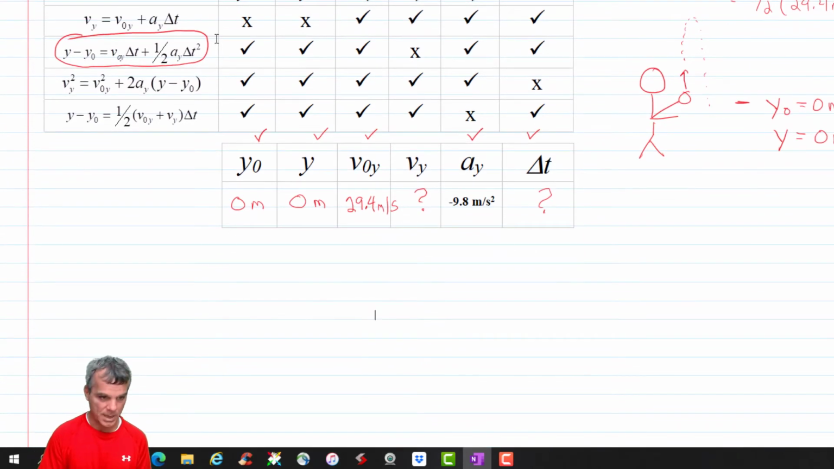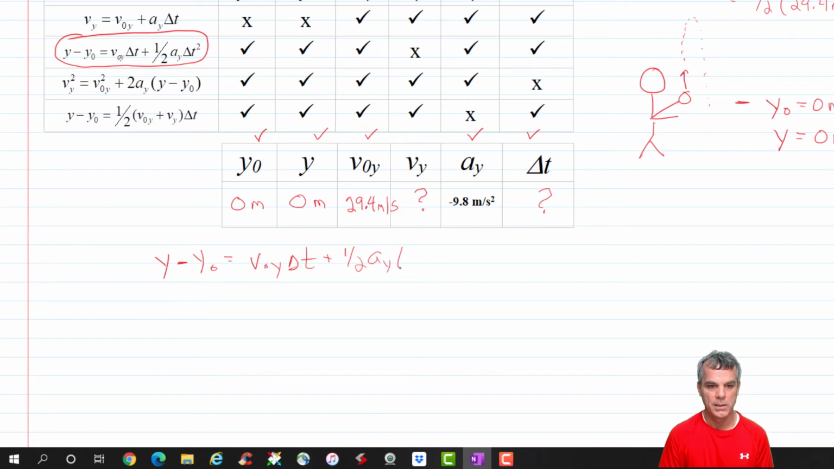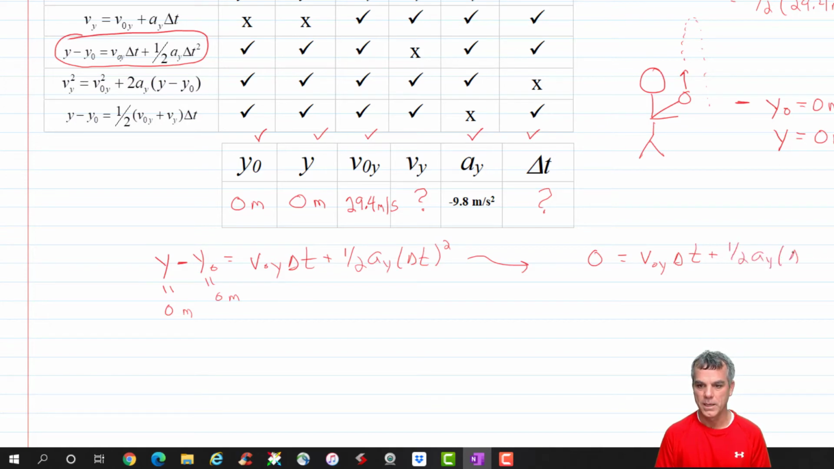So basically when it returns to the exact same height it was thrown at. So starting with this equation, we have Y minus Y naught equals V naught Y delta T plus 1/2 AY times delta T squared. My initial position and my final position were both 0 meters because I defined my origin to be the height at which the ball was released. So this equation reduces to 0 equals V naught Y times delta T plus 1/2 times AY times delta T squared. Since we know that delta T is not 0, because obviously it's in the air for some amount of time, I can divide both sides of this equation by delta T, and what I get is 0 equals V naught Y plus 1/2 AY times delta T.